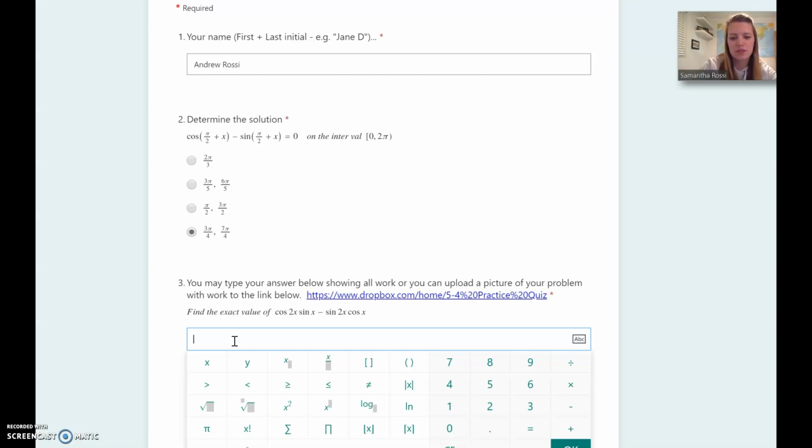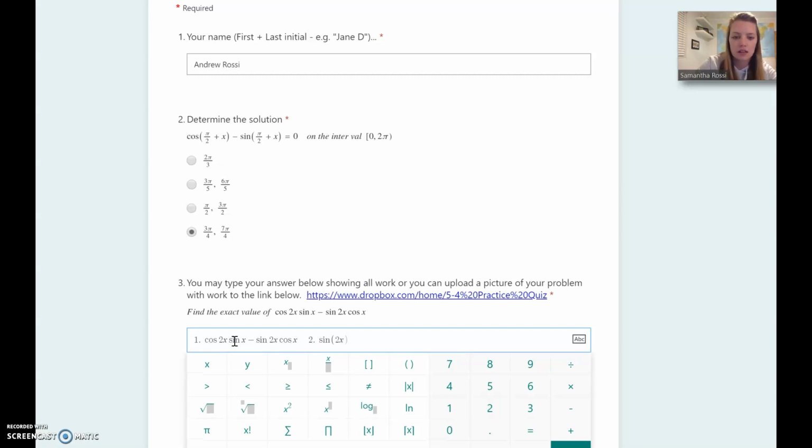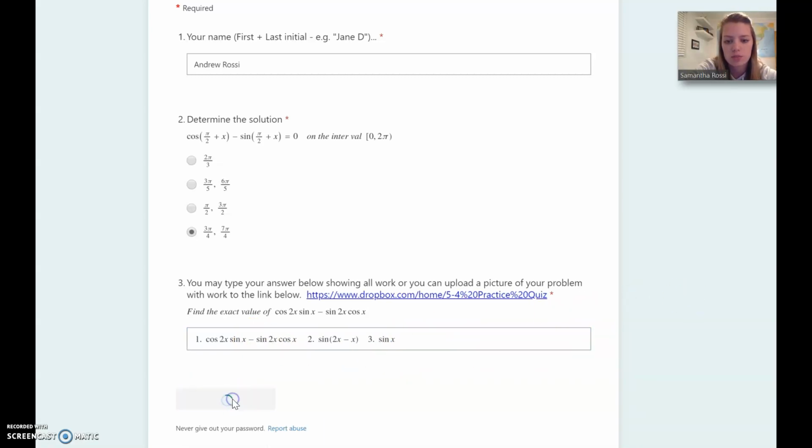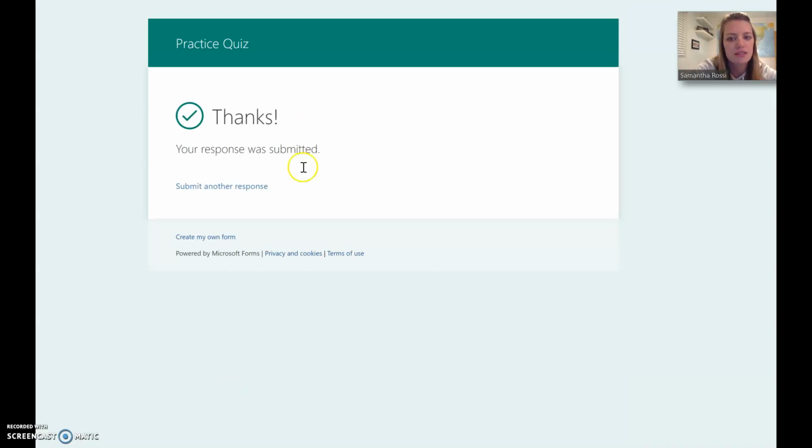Unfortunately, you can only type horizontally, so what a lot of students did is they said, like, my first line was cosine of 2x times sine of x minus sine of 2x cosine of x. And for the record, this is not correct. I am getting this one wrong on purpose so that I can show you what feedback will look like later. Okay, so this is not right, but that's what I got. Here's my first line, second line, third line, and then I'm going to submit. And then it says thanks.